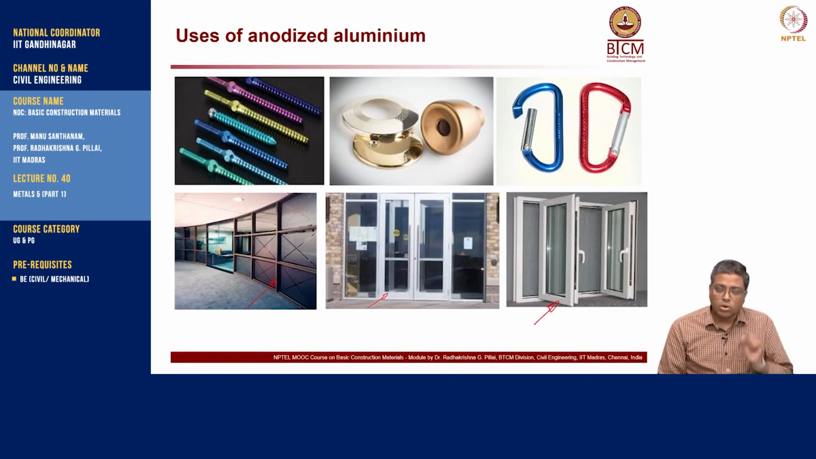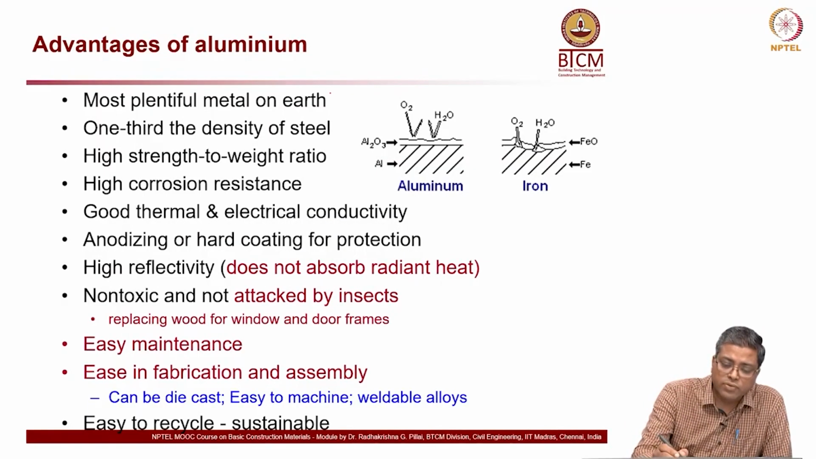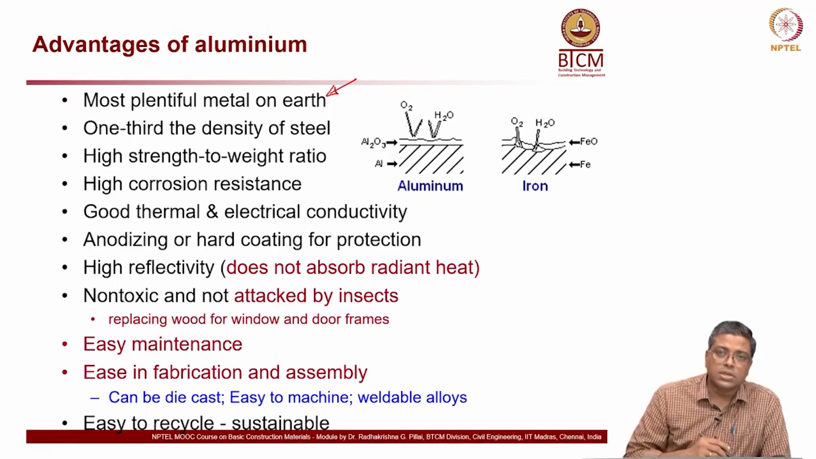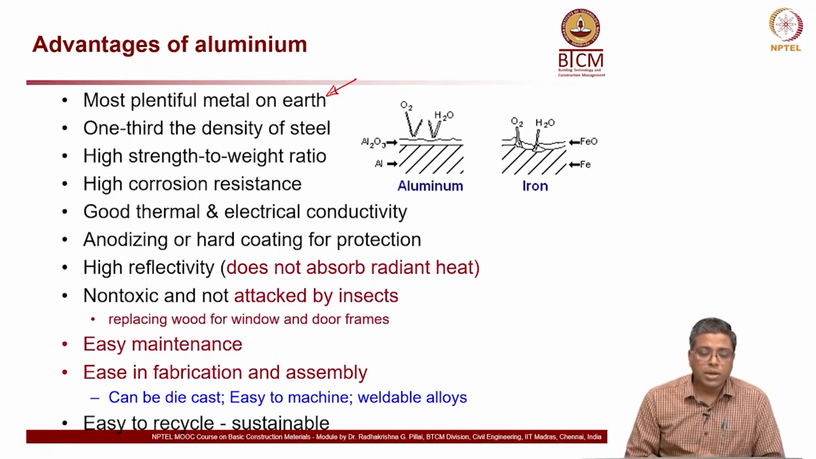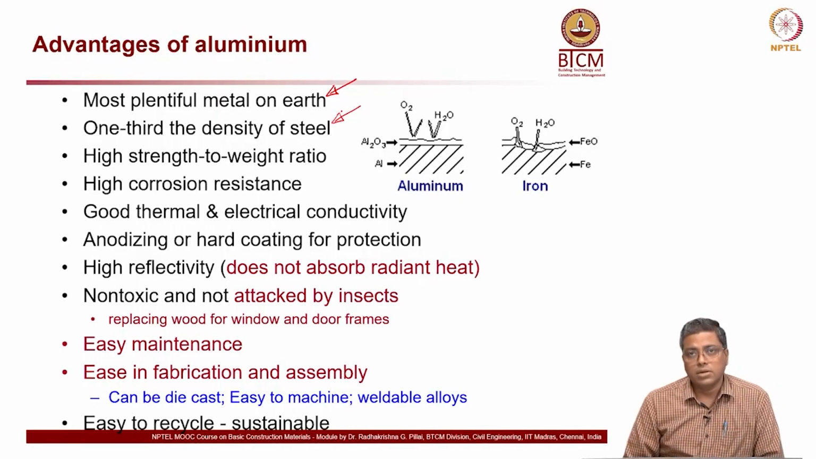So, corrosion resistance is one good property, and also in this anodized aluminum you can have different colored elements for artistic or aesthetic purposes. So, let us look at some of the advantages. Most plentiful metal on earth, it is abundantly available in many places, and density is 1/3 that of steel. So, it is lightweight, that is why people actually prefer to use it, even though cost is high.